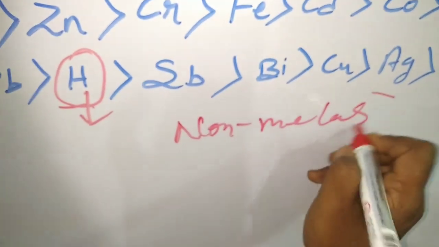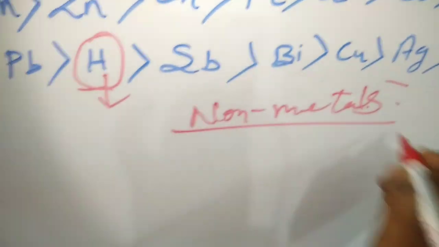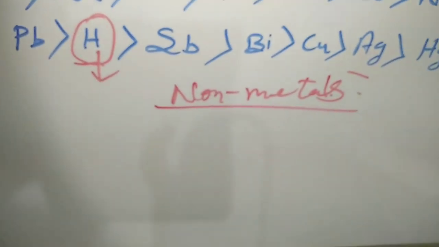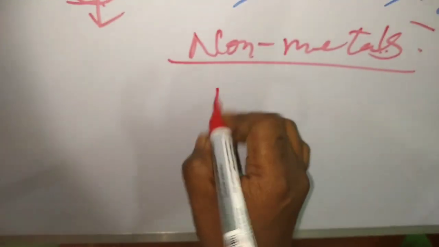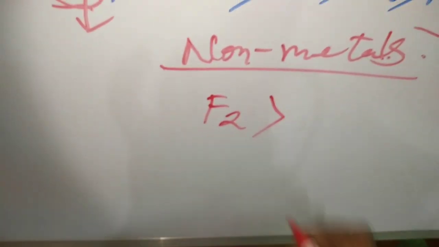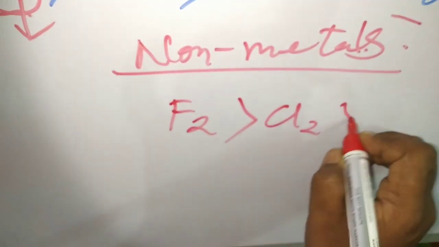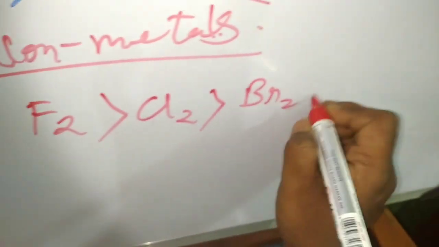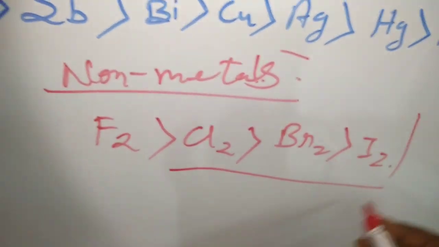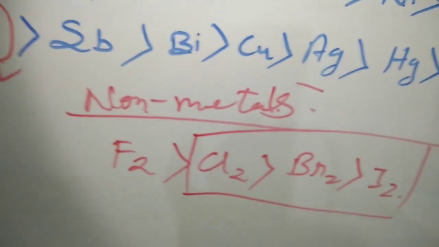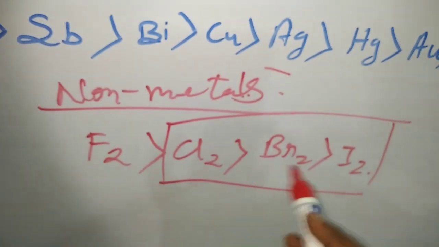Now the reactivity series of non-metals, that is halogens, only 4 elements, nothing more. First is fluorine, then chlorine, bromine, and at last iodine. Basically, in chemical reactions, we take only 3 elements: chlorine, bromine, iodine.